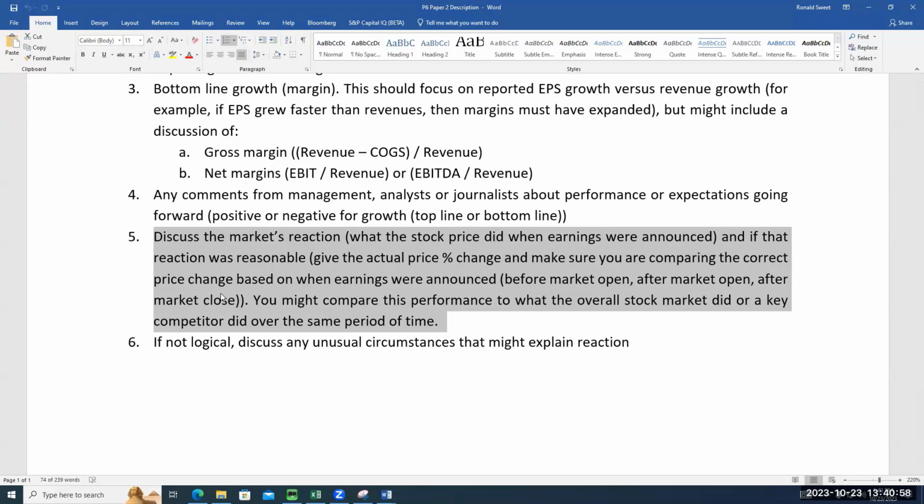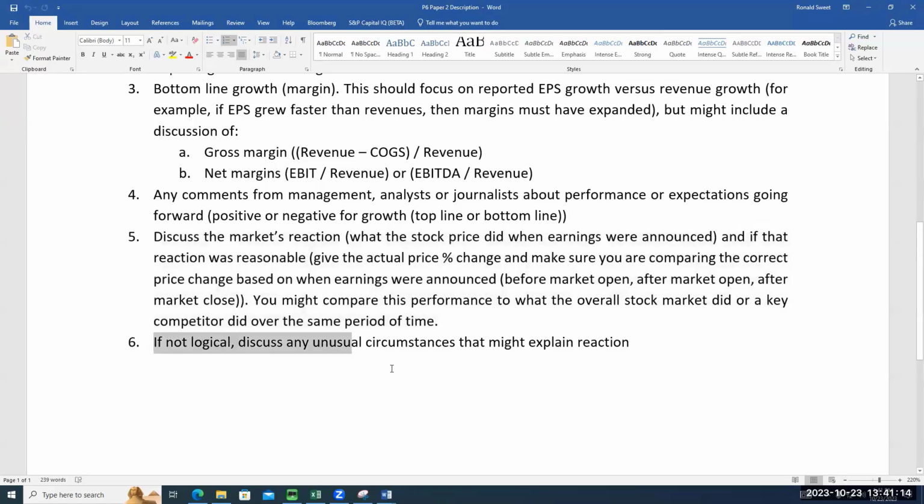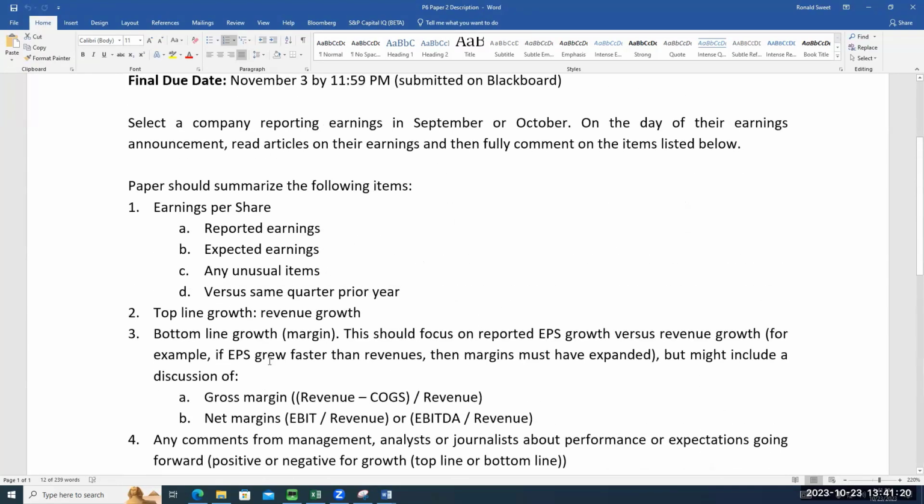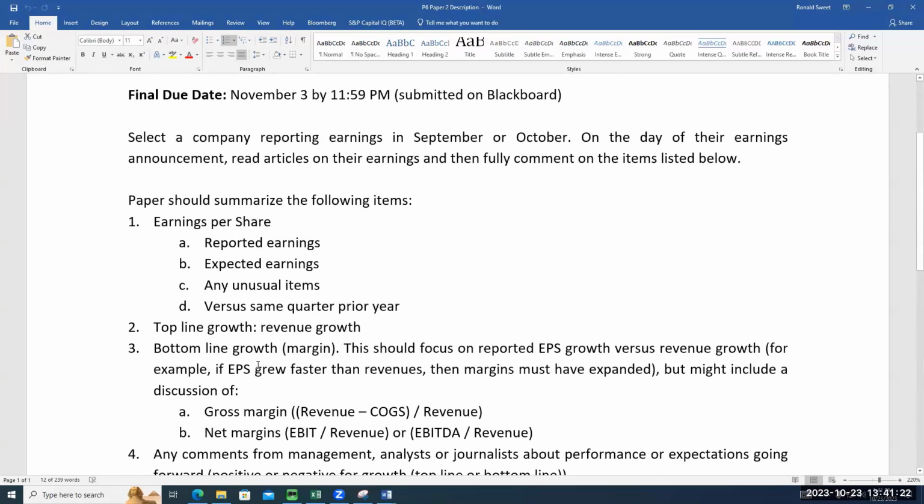Again, very, very important: if they reported earnings before market open on the 18th, you want to talk about what the market did on the 18th. If they reported earnings after close on the 18th, you want to talk about what the market did on the 19th. And then any discussion about what's unusual, what's important, what you are trying to explain for how the market reacted, that is your paper too.